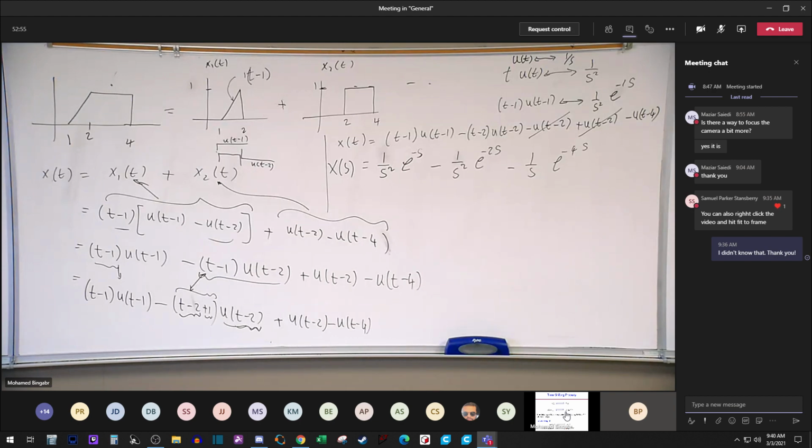This example was just to demonstrate how you can use properties to simplify the solution. For this example, it's actually easy. If you carry out the integration, it's probably the same number of steps. But there are scenarios where you get a function whose Laplace transform you cannot find unless you break it down into simpler pieces, then use linearity and properties. Okay, let's see.